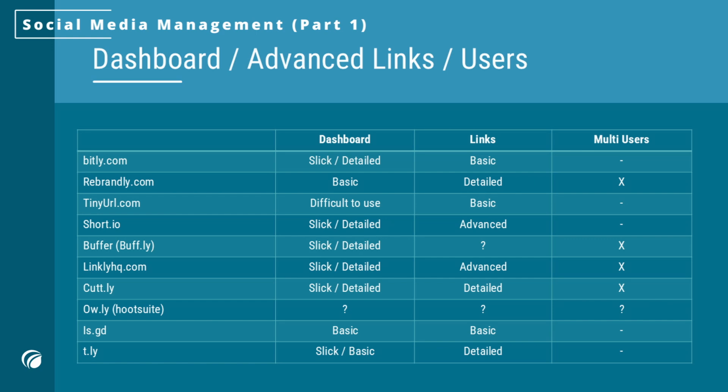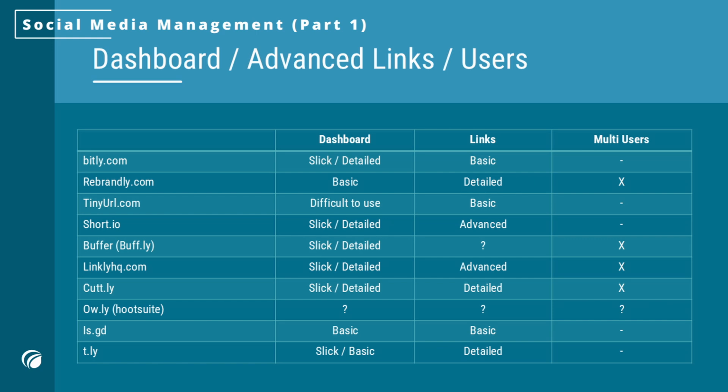TinyURL. The trial dashboard interface is barely usable. I don't know if other versions are the same. Links are basic and there's no multi-user support. Short.io. The dashboard is slick and detailed, and the links have a lot of advanced features, but there's no multi-user support. Buffer. The dashboard is slick and detailed, but I couldn't really test the links since it's a totally different setup, and it does have multi-user support.